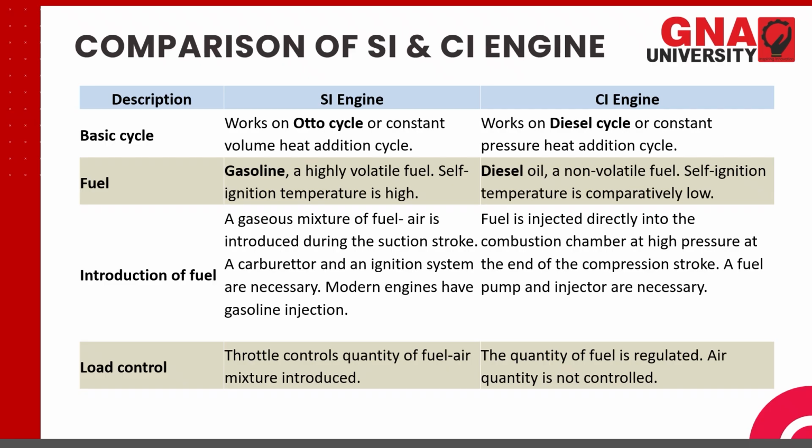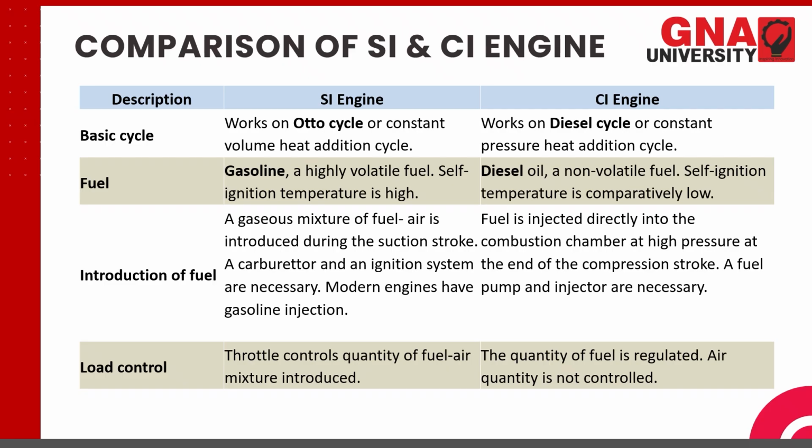Load control. In SI engines, the throttle controls the quantity of fuel air mixture introduced. So when we press the accelerator, we are controlling the opening and closing of this throttle valve. The more we press, the more quantity of fuel air mixture is introduced. However, the quality of fuel air mixture remains the same. Hence this engine is also called a quantity controlled engine.